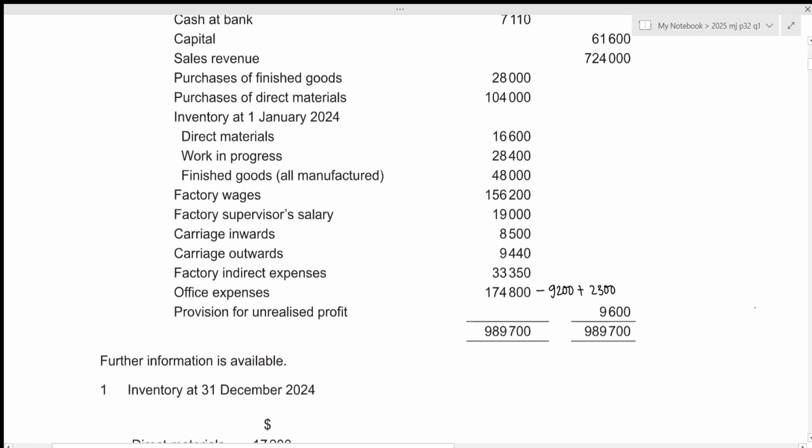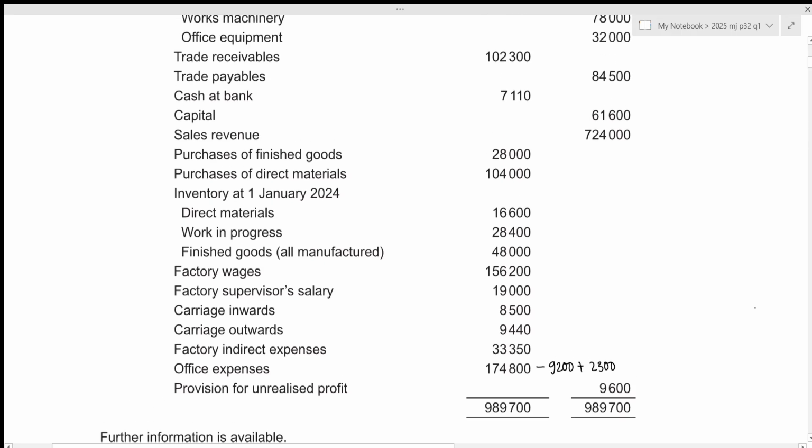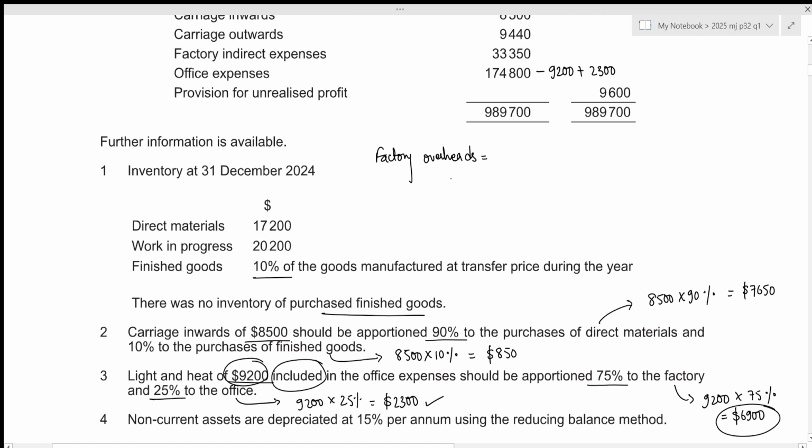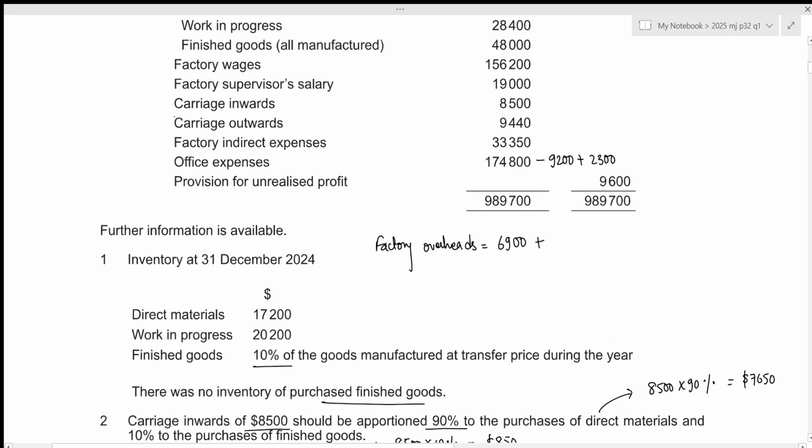Let's write it down, the factory overheads. Okay, so we can just write it down here. Instead of listing down different headings for factory overheads, let us just calculate the total and write it down. So 6,900 for the factory light and heat. Then we have our factory indirect expenses, which is also part of the factory overhead, so 33,350. Then we have factory supervisor's salary, which is also indirect expenses, so that should also be included as part of our factory overheads, the 19,000.